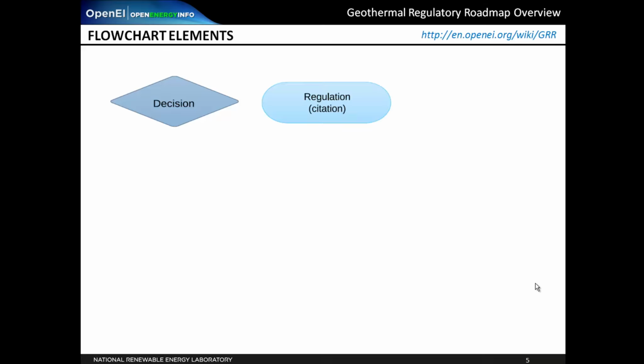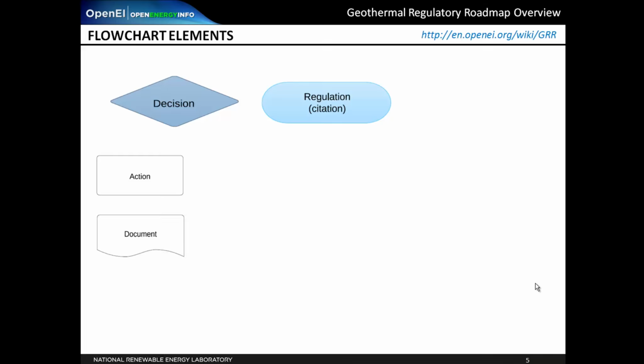Ovals are used to identify regulations and laws that have been triggered as the result of a decision. Regulation ovals are always blue. Rectangles are used to identify an action, for example, an agency reviewing a permit application.